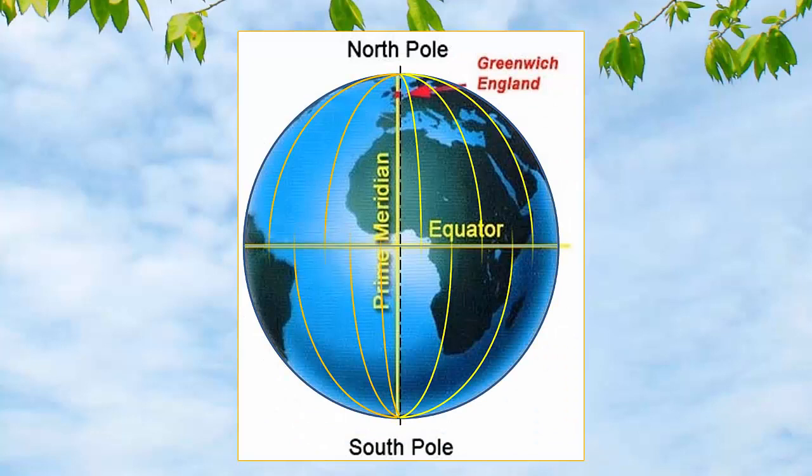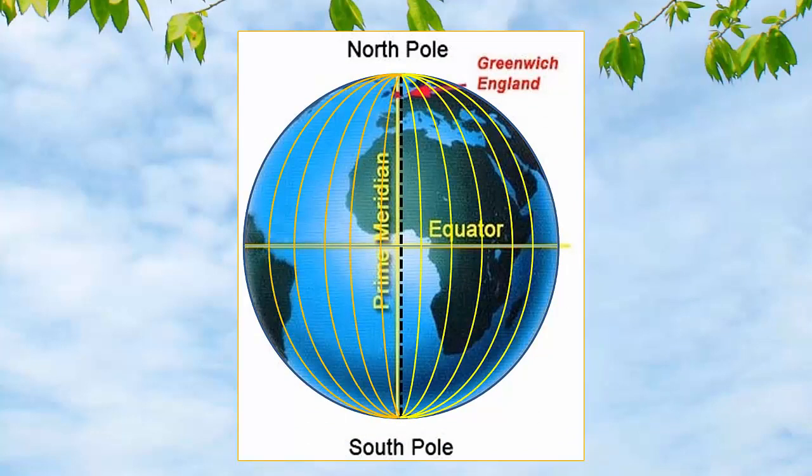It needs to be noted that all the longitudes cut the equator at right angles. They are the farthest from each other at the equator and meet each other at the poles. All longitudes lie in a plane that passes through the axis of the earth, and each longitude is a half of a great circle.